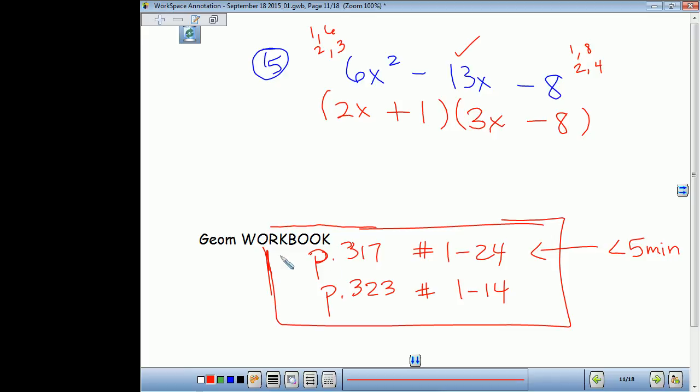Okay? Now, I goofed on the calendar I printed for you guys. It says it's the textbook. It is not the textbook. It is the workbook, pages 317 and 323. But I did correct the calendar online. And I also sent an email to everyone in my 4th period because I gave them incorrect information. So what was on the calendar I printed for you is incorrect. It is not the textbook. It is the workbook.